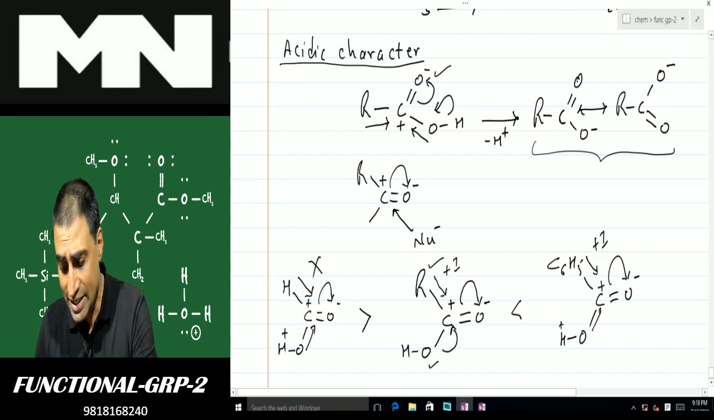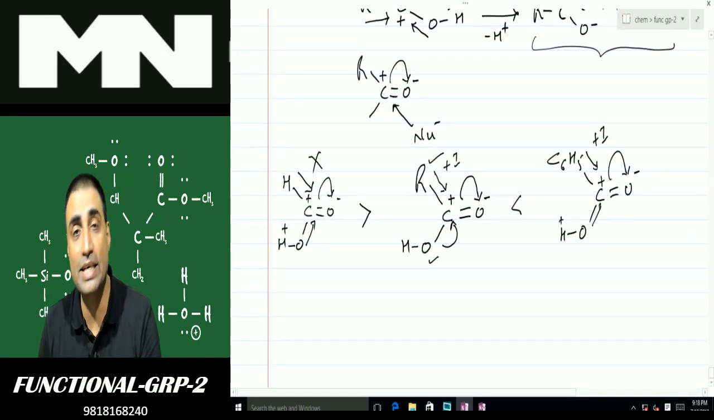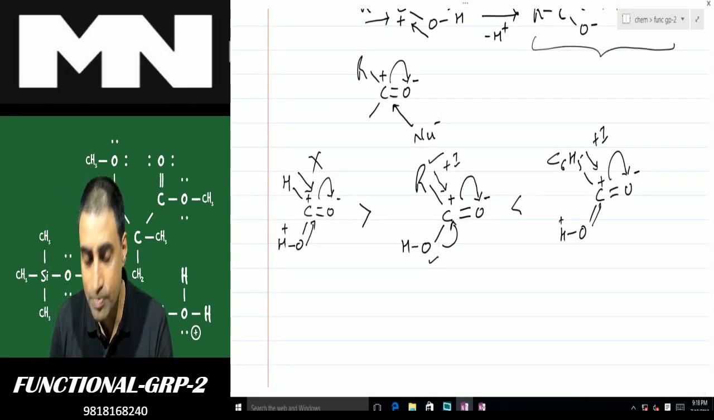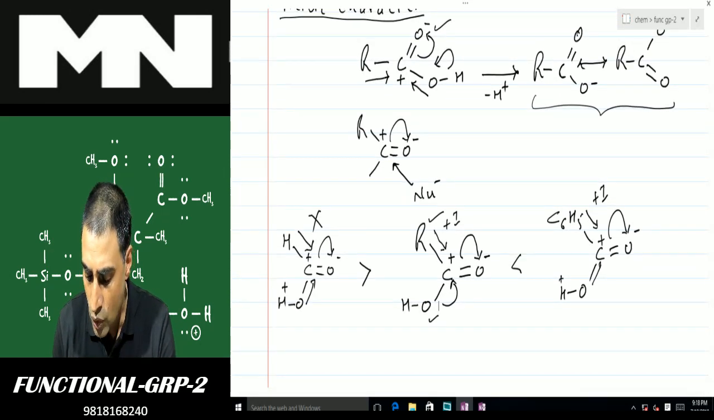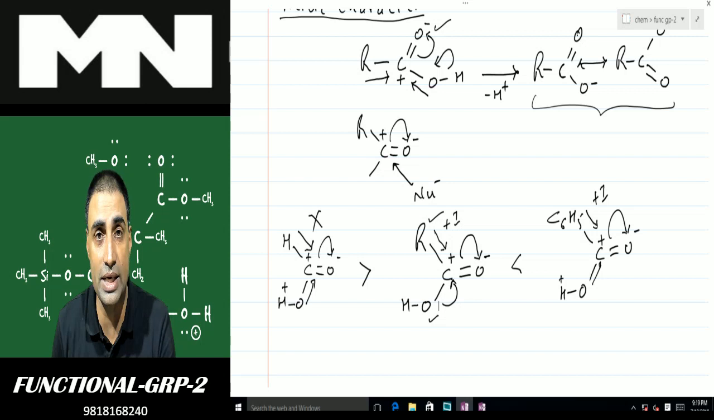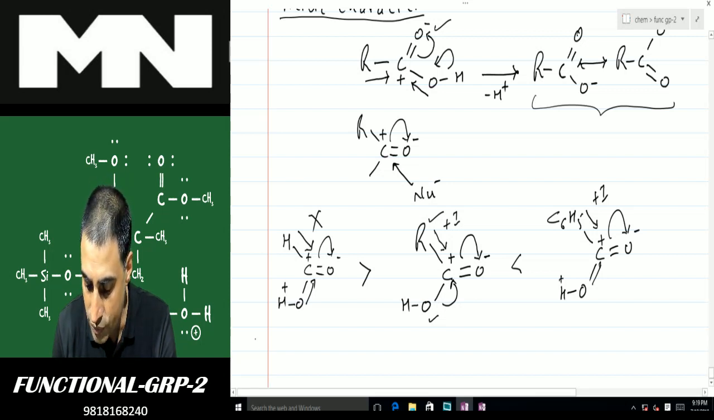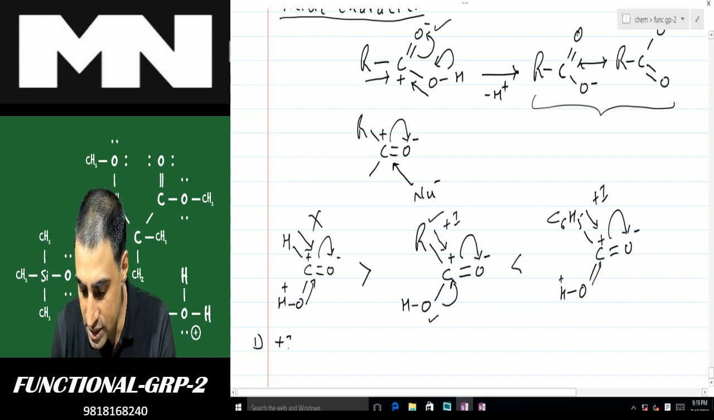Well, what are the factors on which the acidic character of carboxylic acids depends? The acidic character of carboxylic acids depends on two factors which we have already done in alcohols. The first one is the plus I effect.